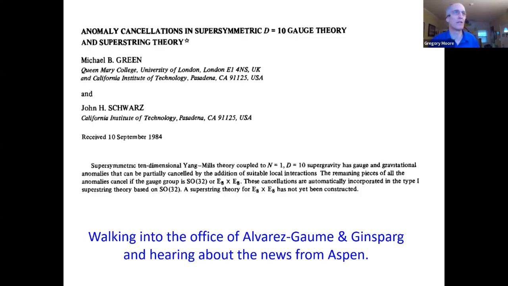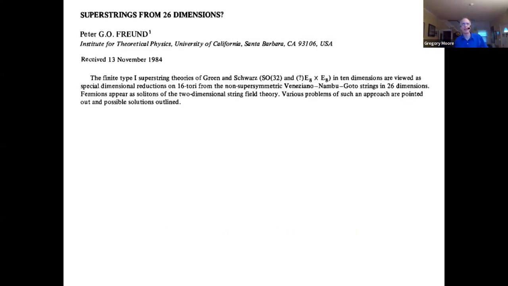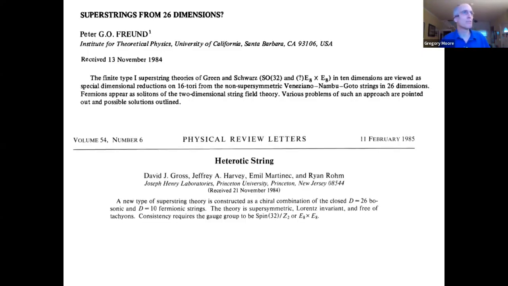This discovery was made at the Aspen Center for Physics in August 1984. That led to a mad dash in the community to try and find a string theory whose gauge group in space-time is E8 cross E8. Peter Freund had some of the right ideas, but the definitive treatment was given by Gross, Harvey, Martinec, and Rohm in their formulation of the heterotic string.